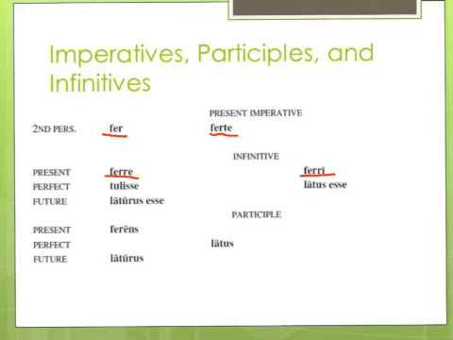The perfect active is just the third principal part plus isse, tulisse. And the passive is the perfect passive participle plus esse, latus esse. And then the future is laturus esse. Making our participles, again, this acts like a third, so it's ferens, ferentis for the present active, and just the fourth principal part for the perfect passive. And for the future active, instead of using us, you use urus for the fourth principal part, and you get laturus.